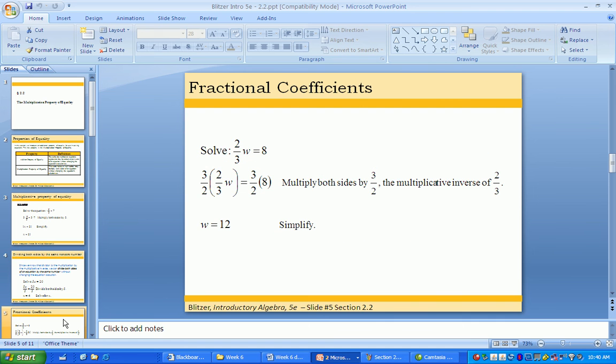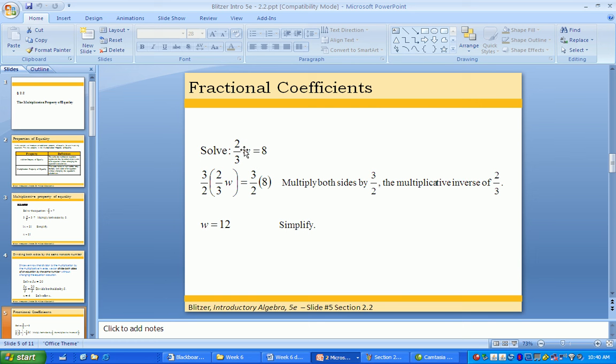Very similar to the very first example: fractional coefficients. Remember, fractions are also just numbers. Treat them just as numbers. We know how to work with whole numbers. Fractions are no different. So let's go ahead and look at a problem here. We have 2/3 w is equal to 8. W, of course, is our variable. We need to get a 1 right here where the 2/3 is at.